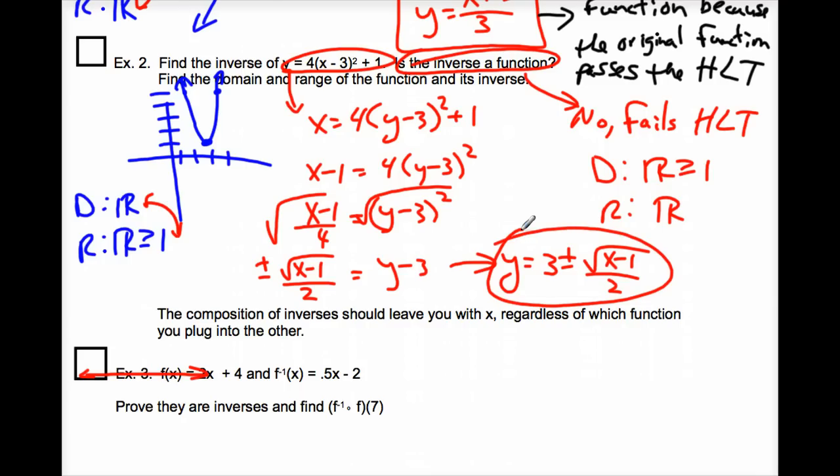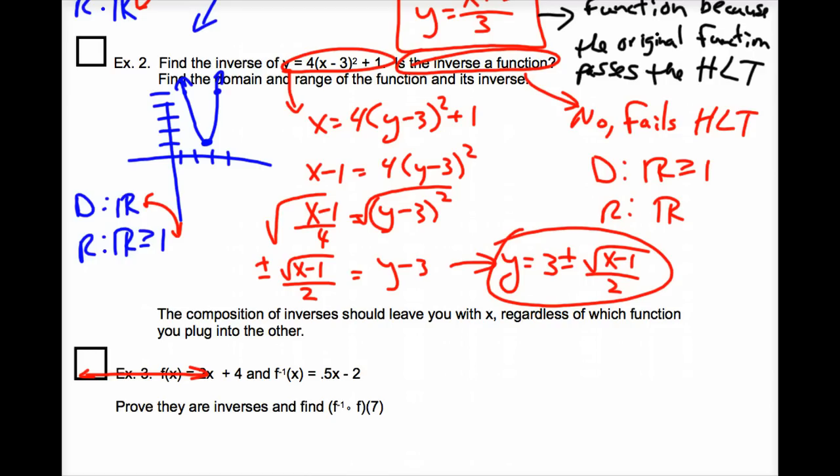There's the inverse relation. It's a relation. You couldn't get that graphed in a calculator. You couldn't put 3 plus or minus like that in our TI-84s. But what you could do is trick your calculator. You could put 3 plus square root of x minus 1 over 2 on y1, and then on y2 put 3 minus square root of x minus 1 over 2, and your calculator will actually graph what this looks like.